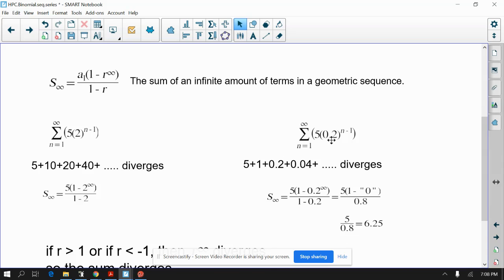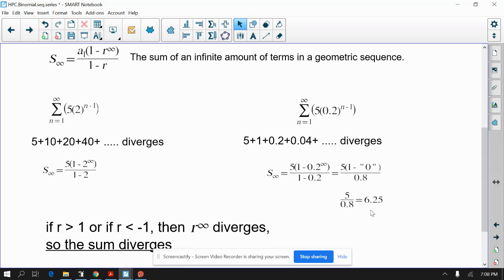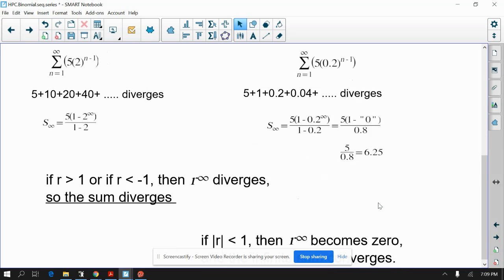So when the r value was 0.2, this goes to 0, and 1 minus 0 is just 1. So the numerator is 5, divided by 1 minus 0.2, which is 0.8. And that's how I get this 6.25. 5 divided by 0.8 is 6.25. So I just used the same formula that we knew from yesterday.